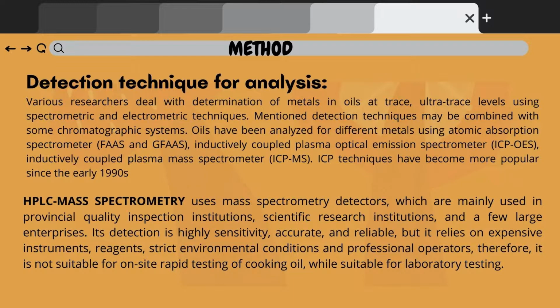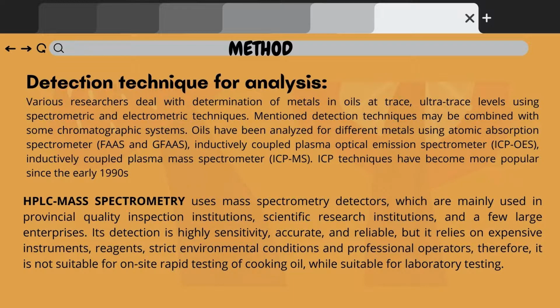Method. Detection technique for analysis. Various researchers deal with determination of metals in oil at trace and ultra-trace level using spectrometry and electrometric technique. The mentioned detection technique may be combined with some chromatographic systems. Oil has been analyzed for metals using atomic absorption spectrometer, inductively coupled plasma optical emission spectrometer, and inductively coupled plasma mass spectrometer techniques, which have become more popular since the early 1990s.